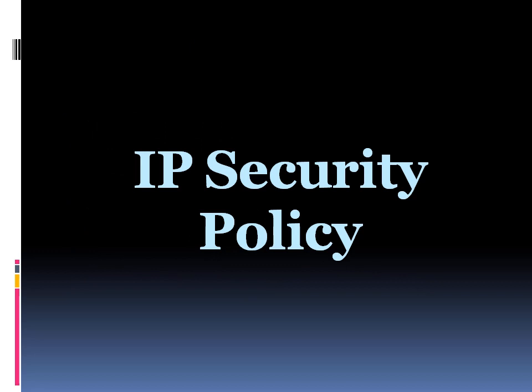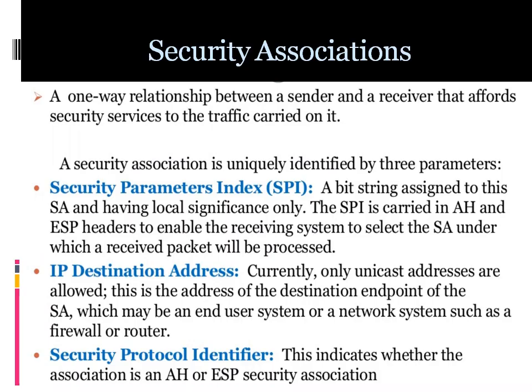Next we have IP security policy, and in that first we shall have a look at security associations. Now the security association is a one-way relationship between a sender and a receiver that provides security services to the traffic carried on it. I repeat, security association is nothing but a one-way relationship between a sender and a receiver that provides security services to the traffic carried on the association.